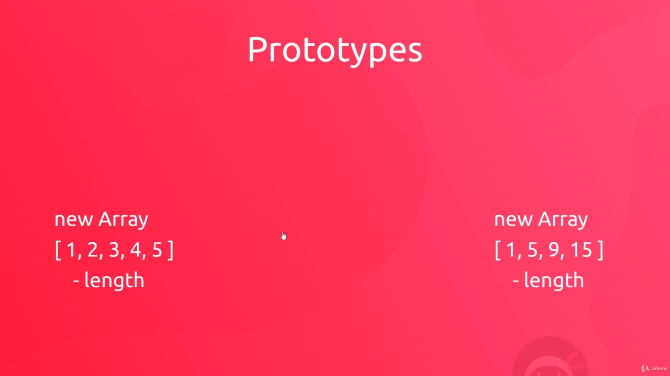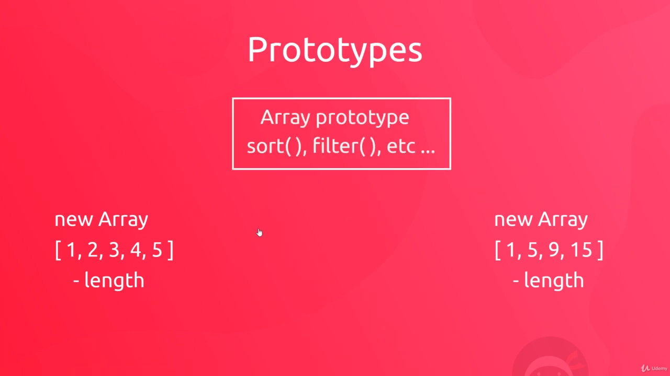They're stored on the array prototype, which makes sense because they both have the same methods. They're not different. It doesn't make sense to store them on every array because every array shares exactly the same methods. So all the array methods are stored once in this central place on the array prototype.